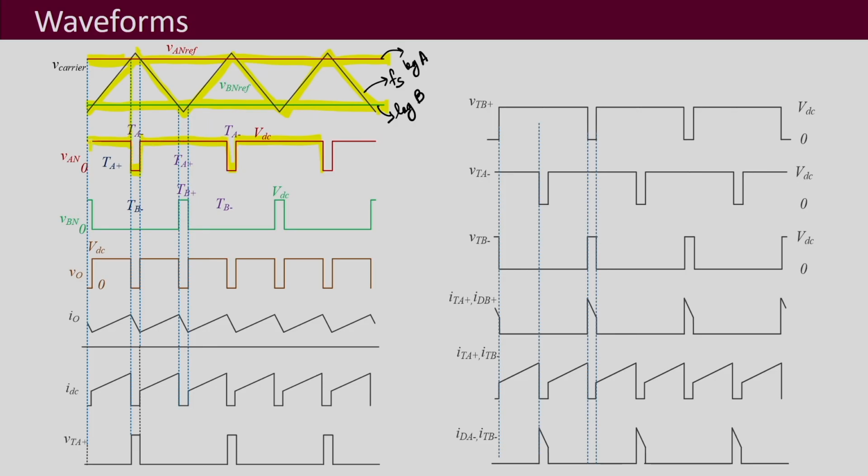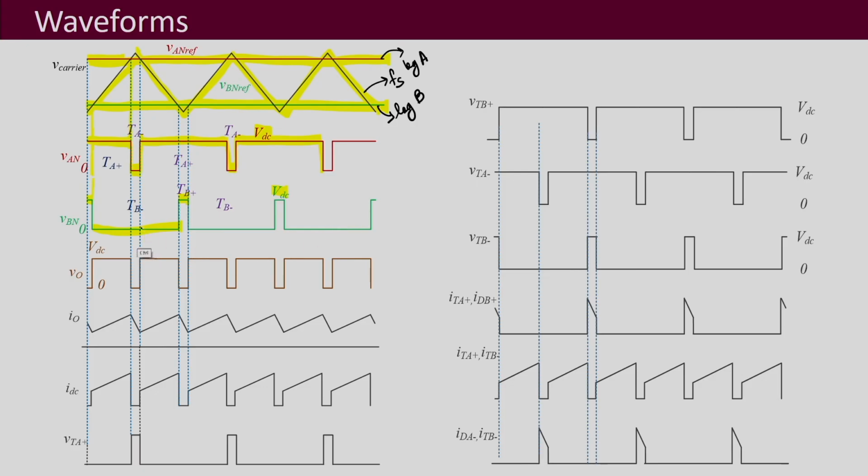And what will be the leg voltage VAN? Whenever the upper switch is on, the voltage is going to be equal to VDC, otherwise it will be equal to 0. And for leg B, this is the reference, and when you compare, you can see that in this part the reference is greater than the carrier, so upper switch TB plus is on, and here the reference is lower than the carrier, so TB minus, the lower switch, is on, and so on it continues. And whenever the upper switch is on, the leg voltage becomes equal to VDC.